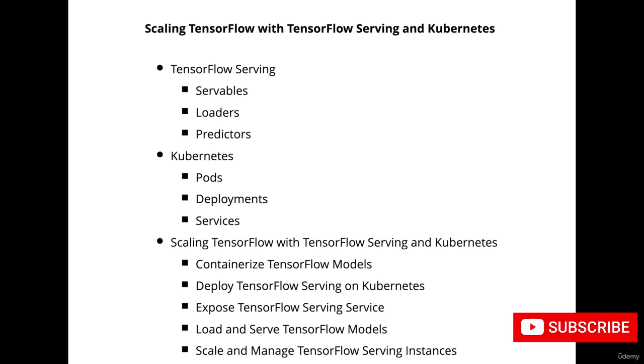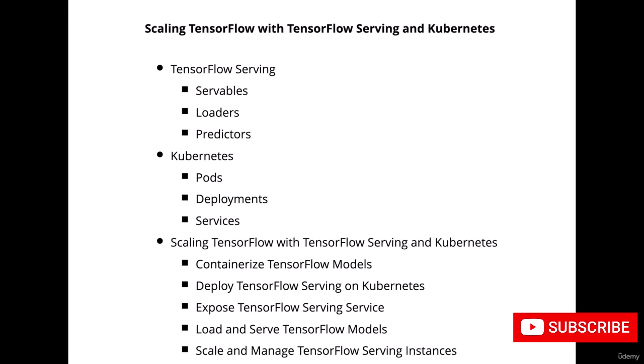Next is scale and manage TensorFlow Serving instances. Use Kubernetes features such as horizontal pod autoscaling (HPA) and cluster autoscaler to automatically scale TensorFlow Serving instances based on resource utilization and incoming workload. Monitor TensorFlow Serving pods and services using Kubernetes monitoring tools and dashboards.